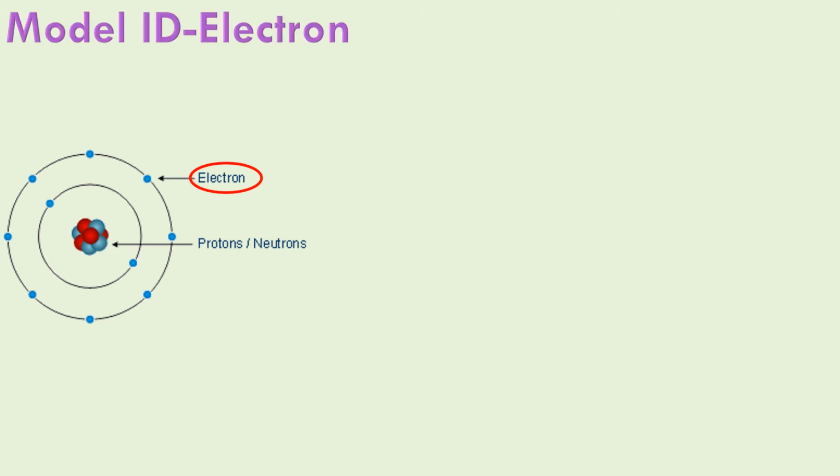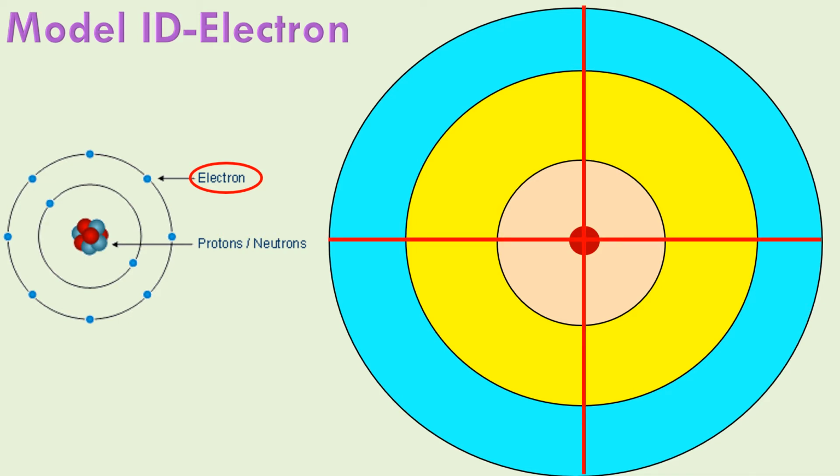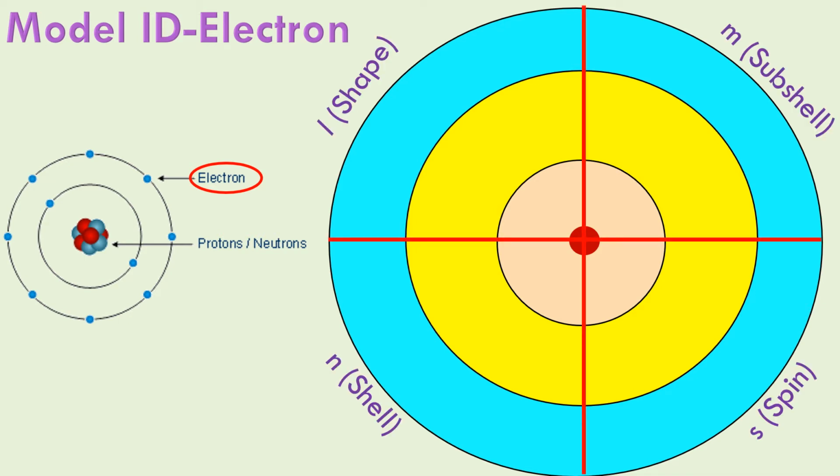Model of the electron. This is the nucleus of the atom. These are the energy levels of the atom. This model is divided into four categories, representing the four quantum numbers n, l, m, s. We start with n. n represents the shell or energy level. The values start from 1, 2, 3, and so on. Next is l. l represents shape. The values start from 0 until n-1.